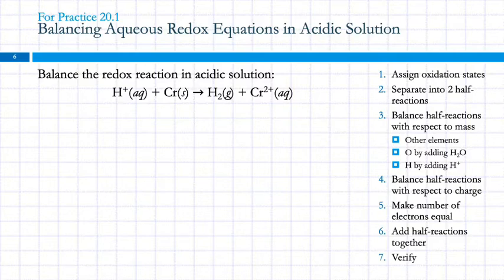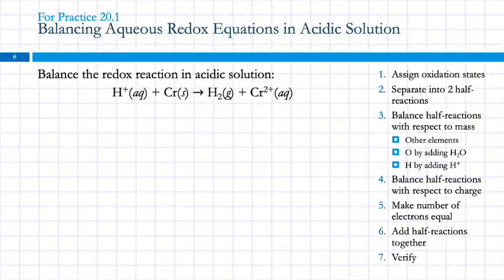In the first couple of examples, I've got kind of a short list of the steps over here just to remind us. Assign oxidation states. Here this H+ is a +1 and H2, this is an element that's going to be 0. Chromium here, no charge, that's 0, and over here it's got a charge, it's +2. Separate into 2 half reactions.